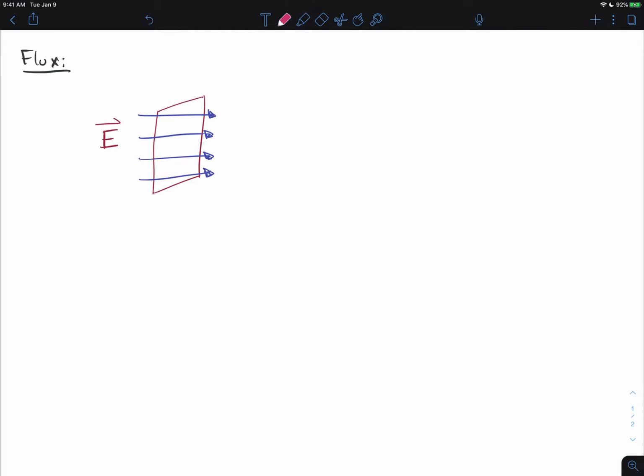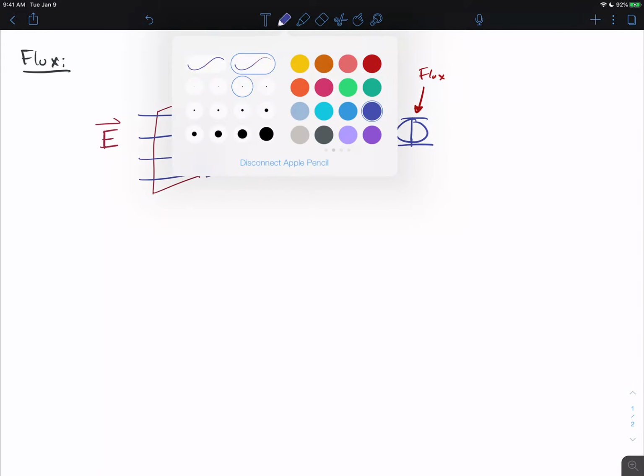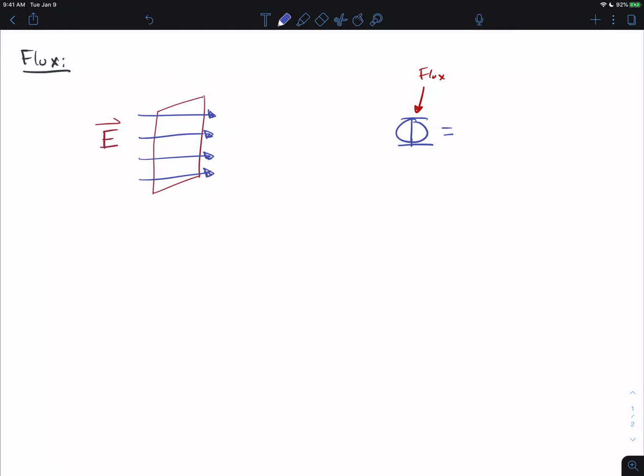So my flux, I'm going to go ahead and write this as this variable here, which looks like a capital I with a circle on it. This is flux. Right here is my flux. And this, very simple, is going to be depending on two things. The first is my electric field, right? So how much electric field is passing through?